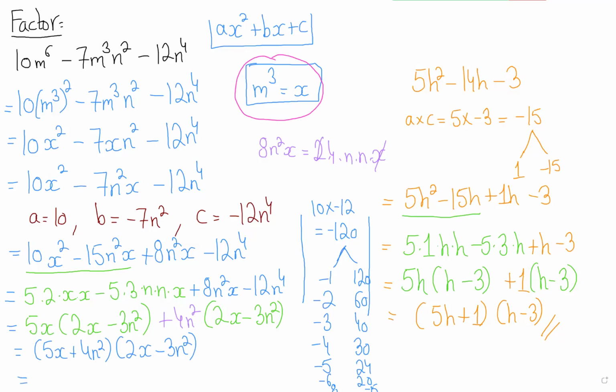There's one last step that we have to be careful about. Notice that initially we said that m cubed is going to be equal to x. So this x here, now that we're done factoring, we should relabel as m cubed. Let's go ahead and do that as our final step here. So we have 5 m cubed plus 4 n squared times 2 m cubed minus 3 n squared. And this should be our final answer.